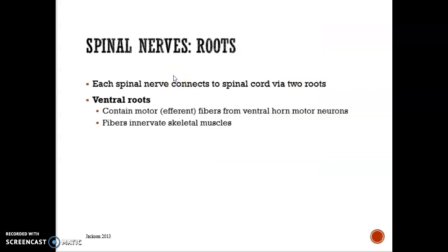Our spinal nerves are set up to input or to receive information from our central nervous system. The way that they do that is through something called roots. Each spinal nerve has 2 roots. There's going to be a ventral root and a dorsal root. The ventral root is always going to be the motor information. So this is any information that's going in efferent pathway, away from the central nervous system. That is your ventral root.